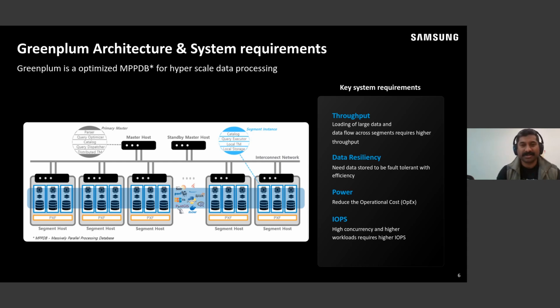What was the other thing? It was the power. While you're increasing the performance, you want to make sure that it doesn't hit your wallet, so reduce the operational cost. And of course, the final one was IOPS. It's a database, so this application is going to be IOPS sensitive, right? So these were the key things, our notes from our side, to enable Greenplum from the system side.